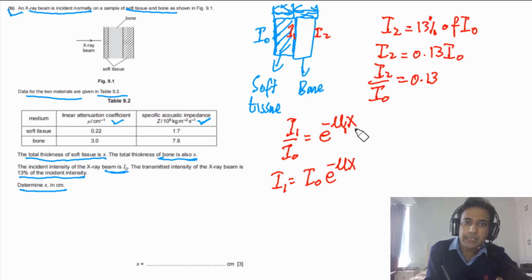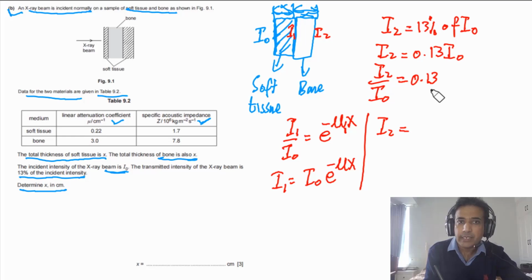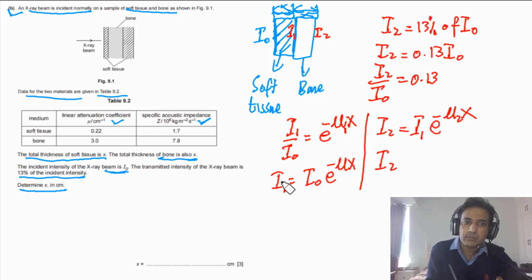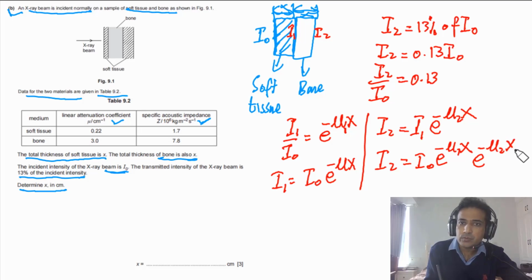And at this point we can write down I2. I2 will be equal to the intensity at this point. In this case we are talking about X-rays, so we ignore reflection. So here we have I1 times e to the power of negative mu 2 x. Now this I1 we can replace with I naught e to the power of negative mu 1 x, and here we have e to the power of negative mu 2 x.